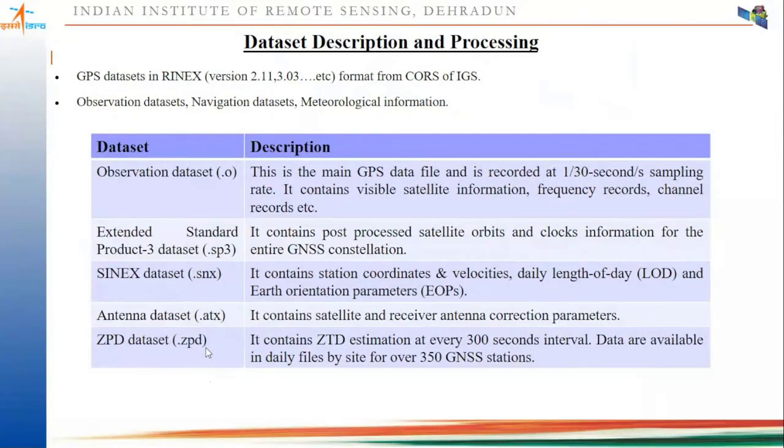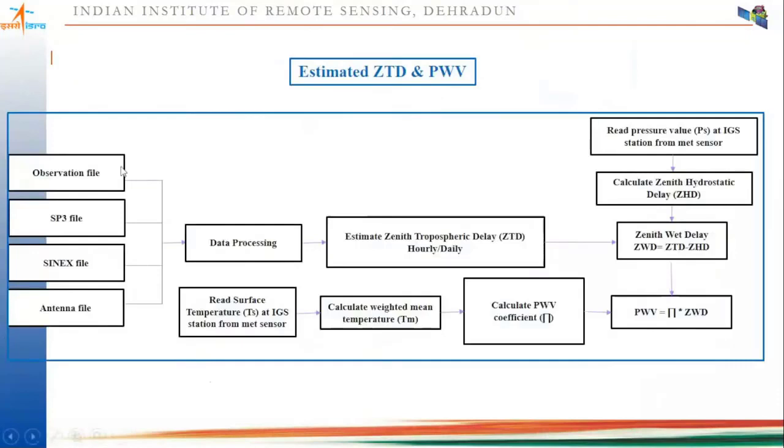The observation file, SP3 file, SINEX file, and antenna file, all these are inputs that go to the data processing, which is used to derive the zenith tropospheric delay, which is further used to derive the zenith wet delay, and which will then be converted to the PWV estimation.